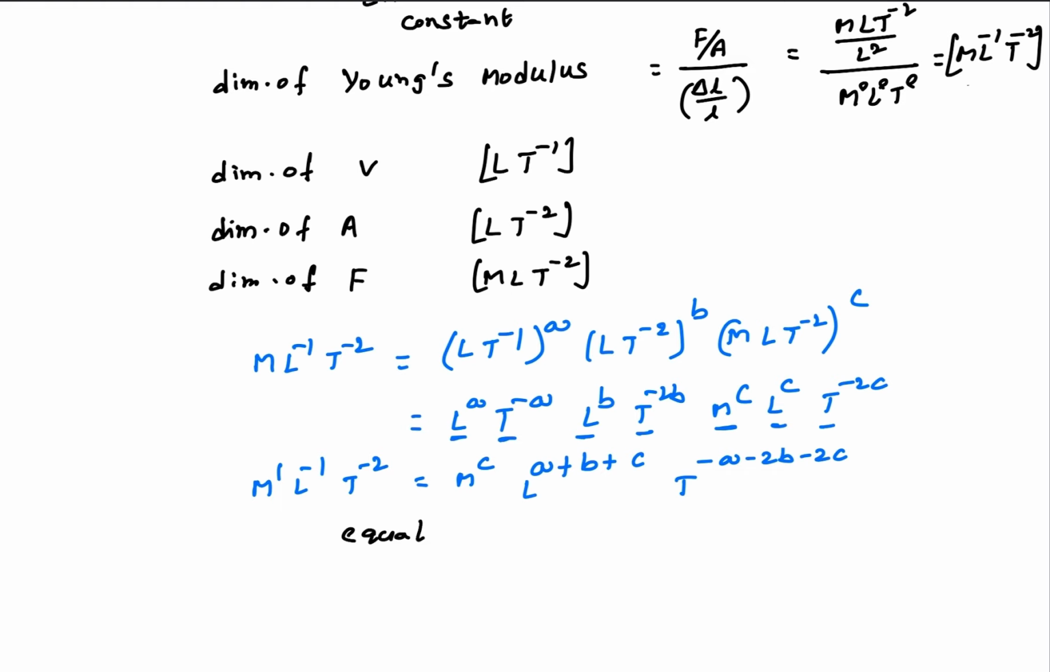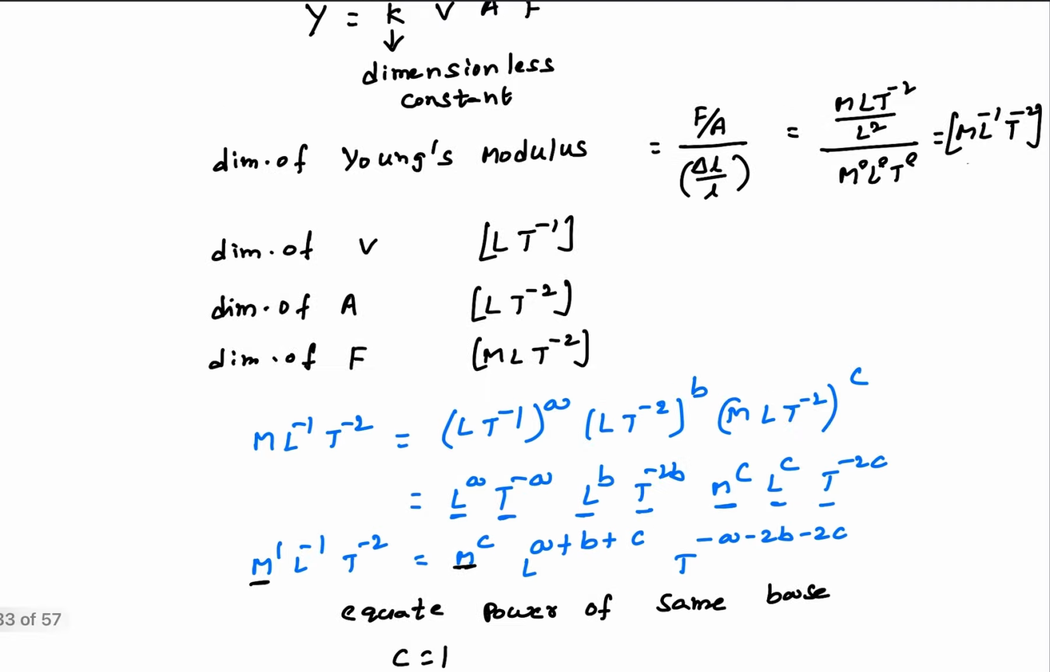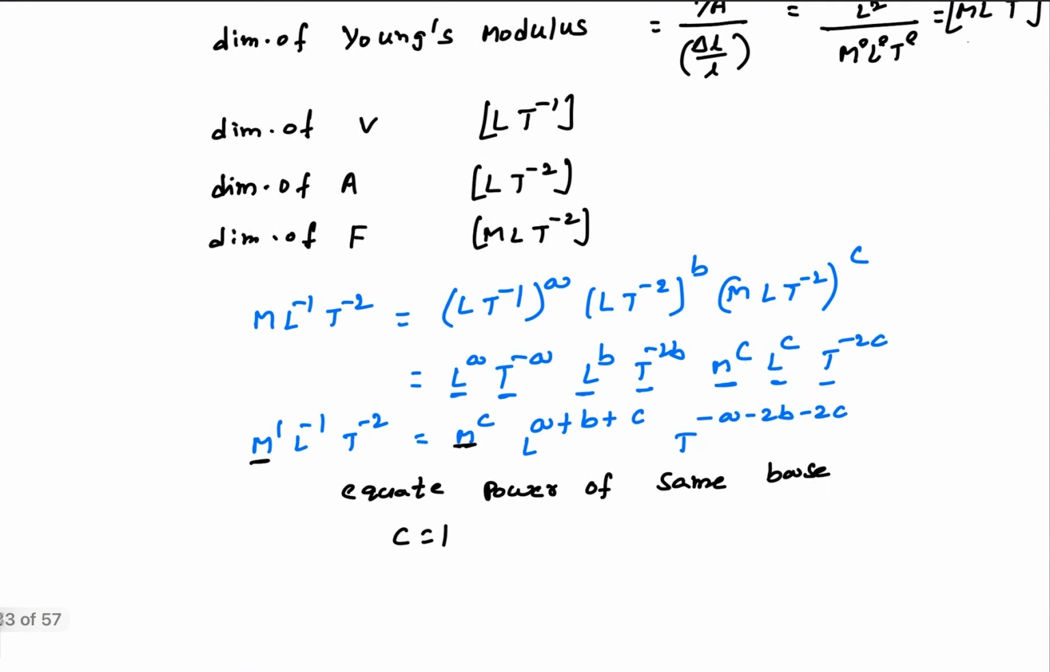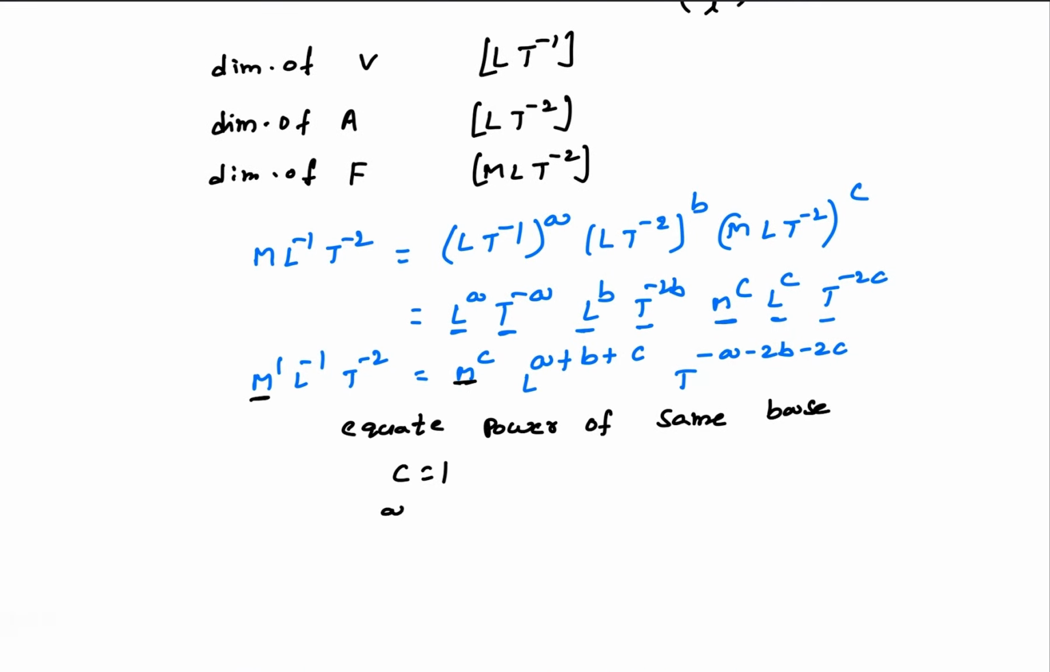Now equate the powers of the same base. You can see M^1 and M^c, so we can write c = 1. Next, a + b + c = -1. Substituting c = 1, a + b + 1 = -1, so you get a + b = -2.